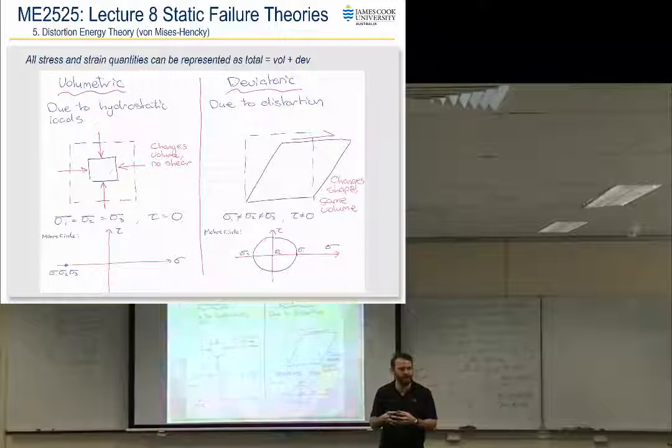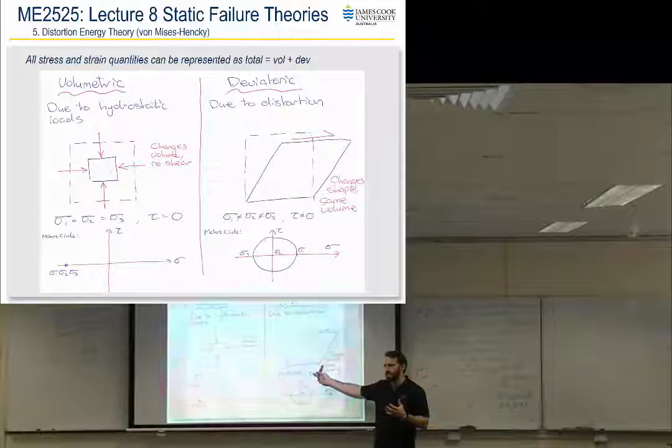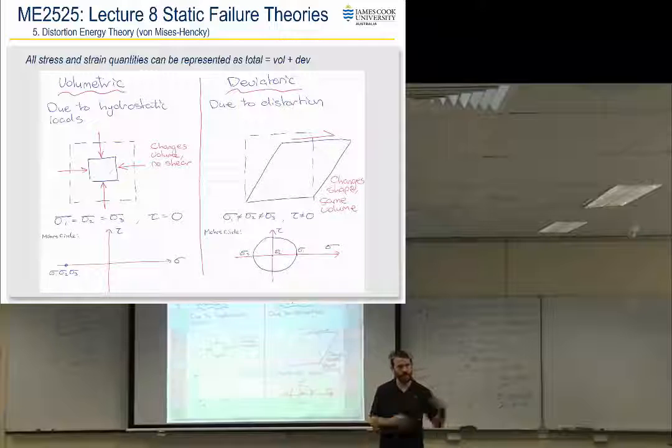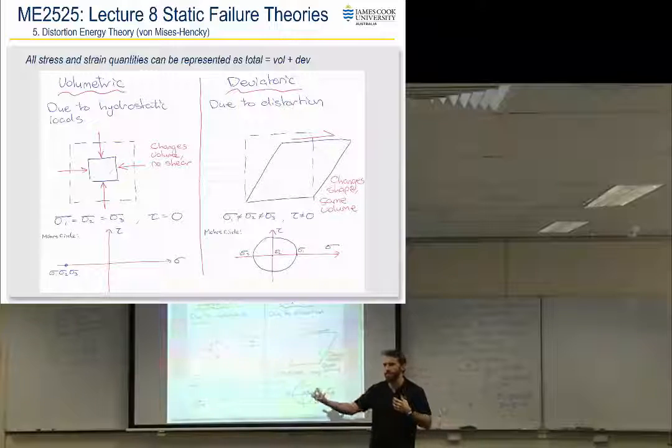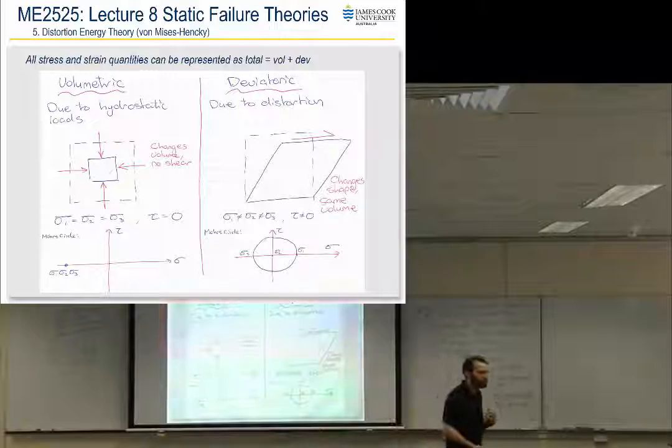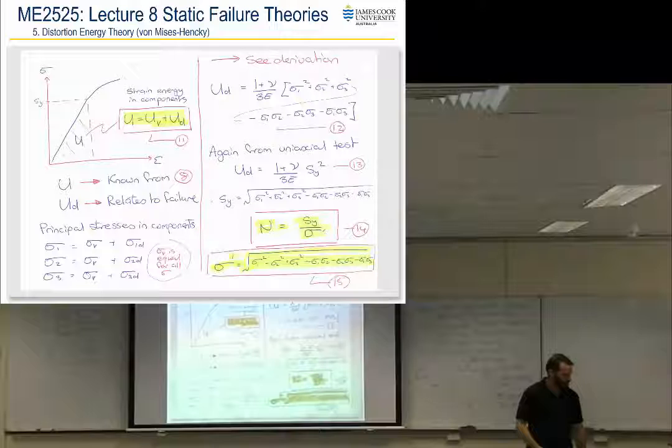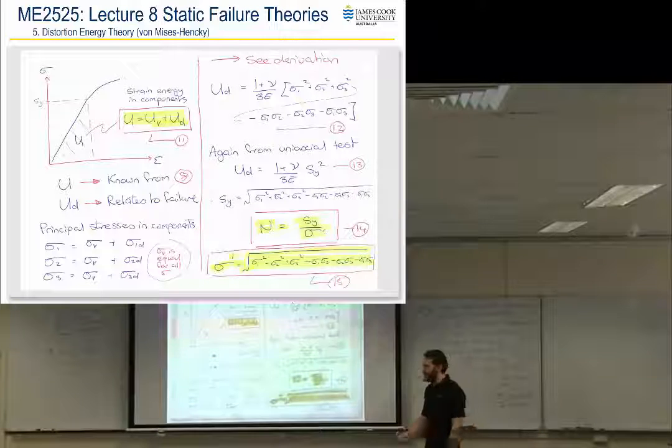We can do the same thing in the lab. So, if you can break it up into that, and that doesn't cause failure, then it's telling us that perhaps this is the component that is causing failure. And if we can break it up into the volumetric and the deviatoric component, and isolate the deviatoric parts, then maybe we get a better approximation to our failure. So, that's exactly what we do.